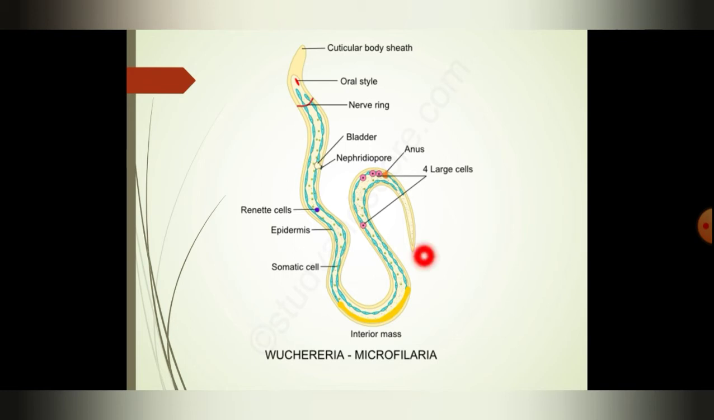See, this is the structure of the microfilaria, which is the infective stage. You can see all these things. It has a mouth, body, sheath here, a protective covering called the cuticle, and you have the oral stylet, and this is the nerve ring, bladder, nephridiopore. These are all the different body parts.